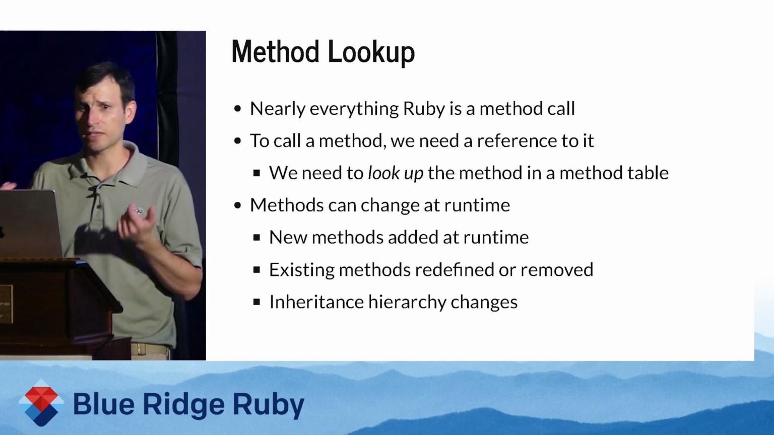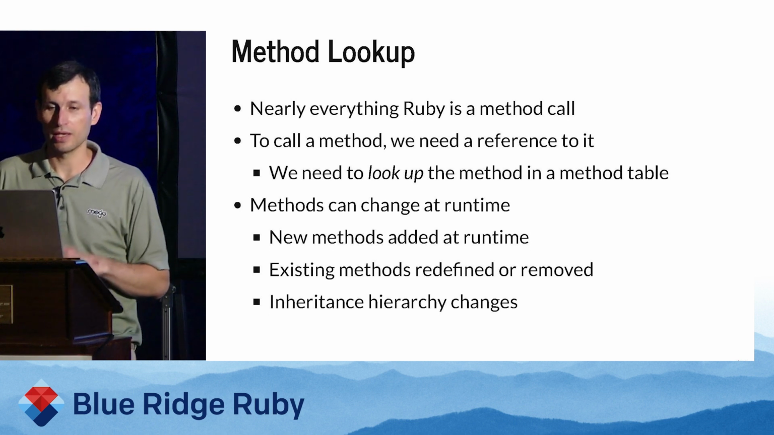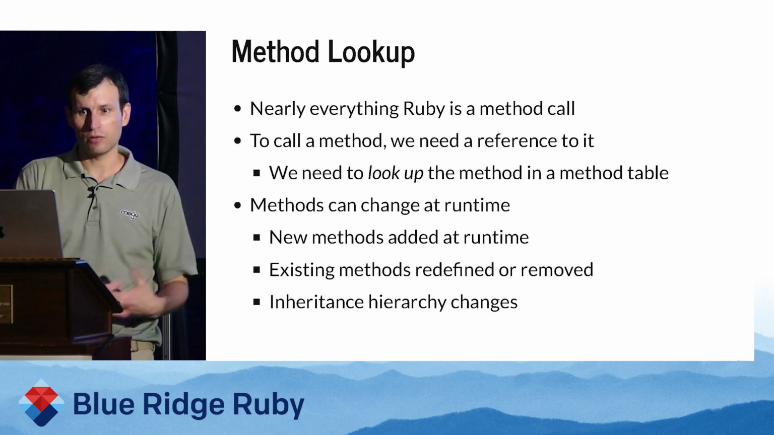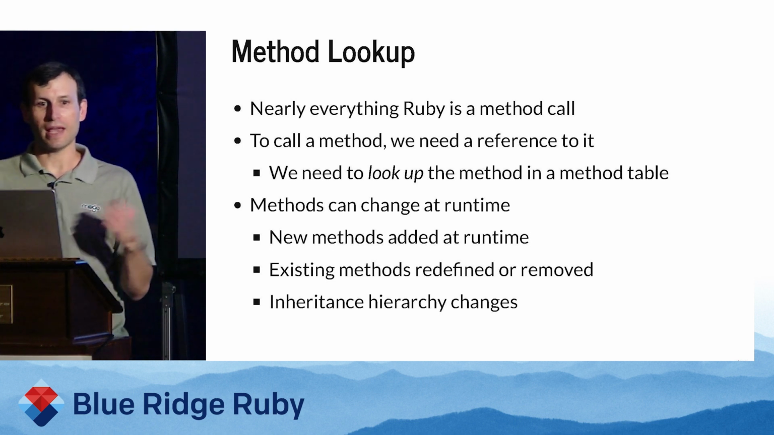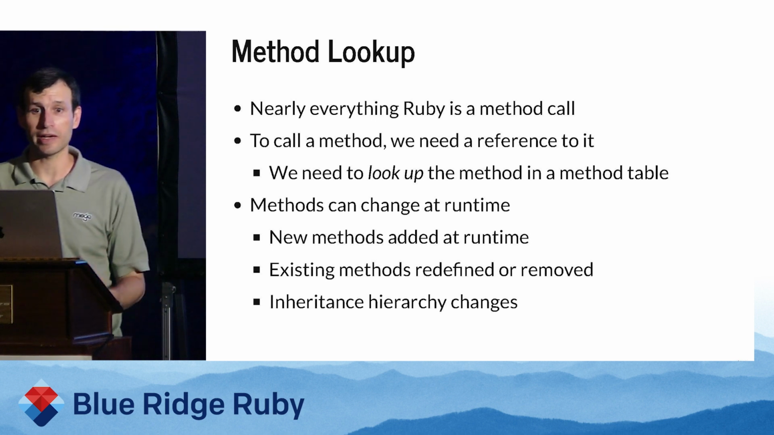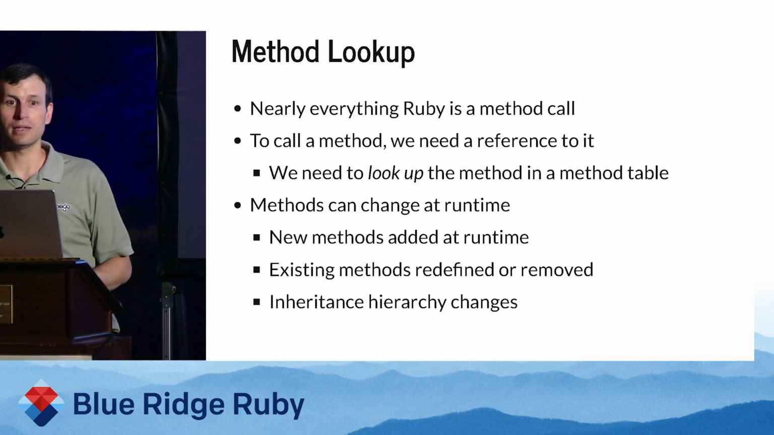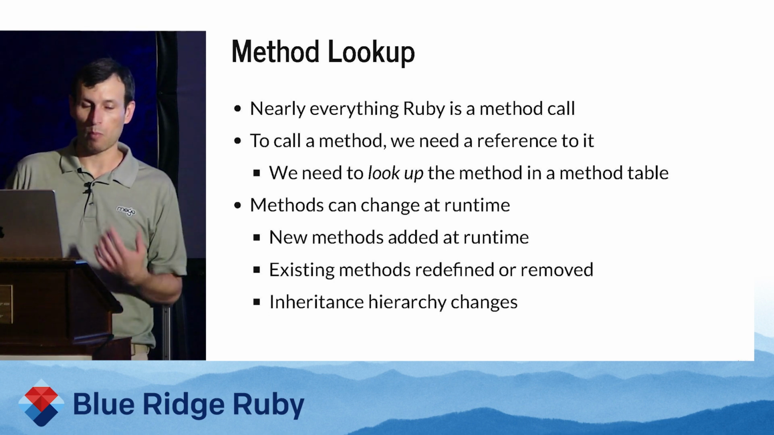And every time you want to execute a method, we need to look up its function body someplace. And this gets even more complicated in Ruby because it's highly dynamic. We can define new methods at runtime. We can edit the definitions of an existing method. We could even mess with the inheritance hierarchy using things like module prepend. And every one of these things can impact the result you would get from a method lookup.